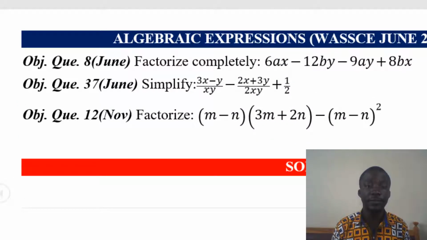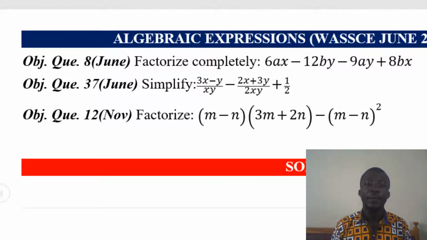Objective question 8, June. Factorize completely 6ax minus 12by minus 9ay plus 8bx.